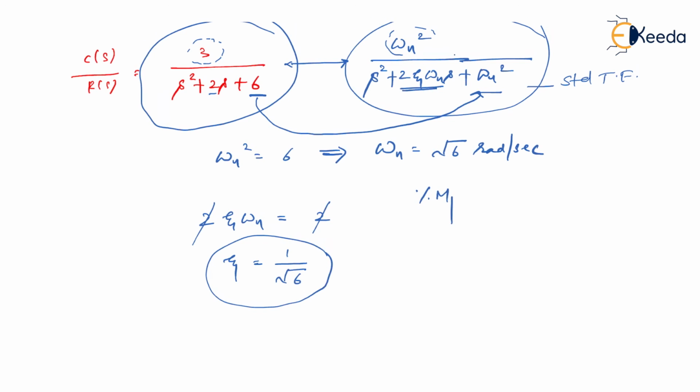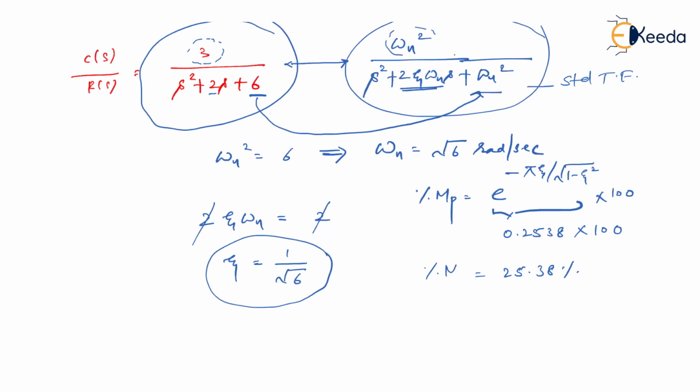So why have I calculated zeta? Because the percentage MP formula demands it. It is e to the power minus pi zeta whole divided by under root of 1 minus zeta square, multiplied by 100. So the value of zeta is known to you. You have to substitute in a calculator that you have and get the value. So if they ask you only the value of MP, it comes out to be 0.2538. But since they are asking you in percentage, multiply by 100, you'll get 25.38% as your percentage MP. So the percentage MP that they were asking is nothing but 25.38%.